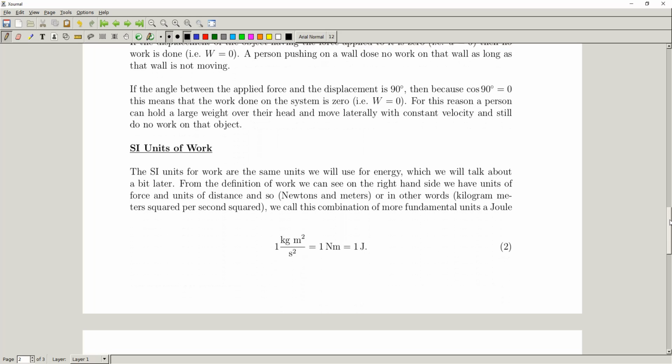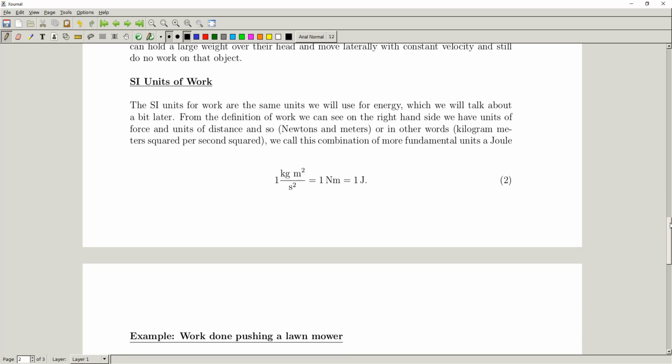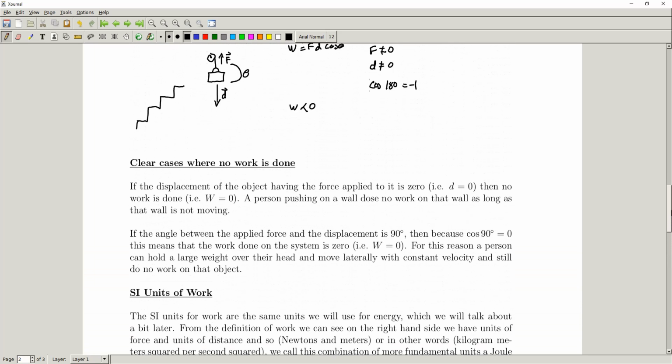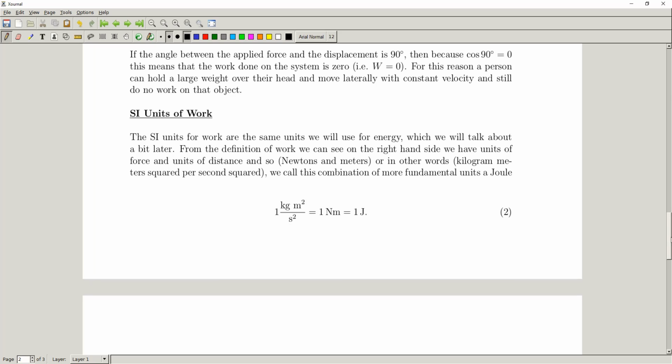So I'll just make a quick note here on the SI units of work. And then we'll do one numeric example, and that'll be it for this video. So the SI units for work are going to turn out to be the same SI units we use for energy, which we will talk about a little bit later. And we can see what the SI units for work will have to be just by looking at the equation.